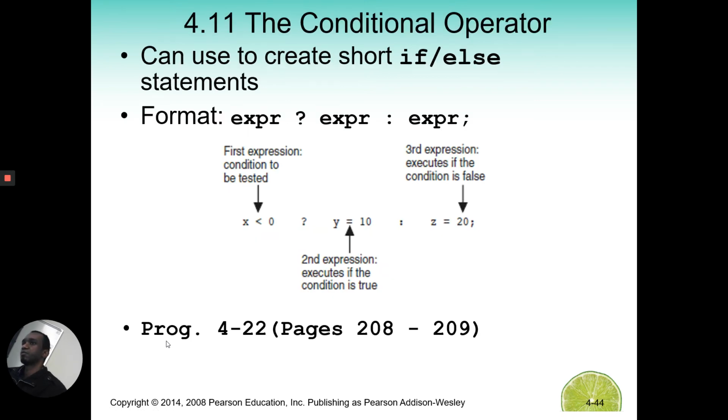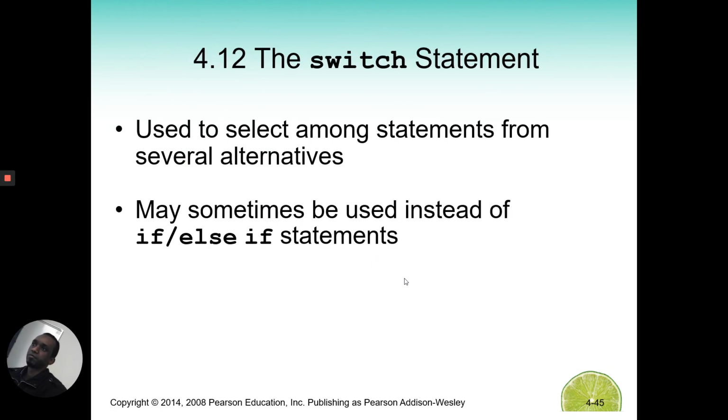You can use the conditional operator to create a short if-else statement. So the format, you can write this expression with a question mark, expression, and then colon and expression. So the first expression, the condition, is tested, you have the question mark. Then the second expression executes if the condition is true, otherwise the third expression executes if the condition is false. So this is a shorthand format you can write. Some more examples you will see on pages 208 and 209.